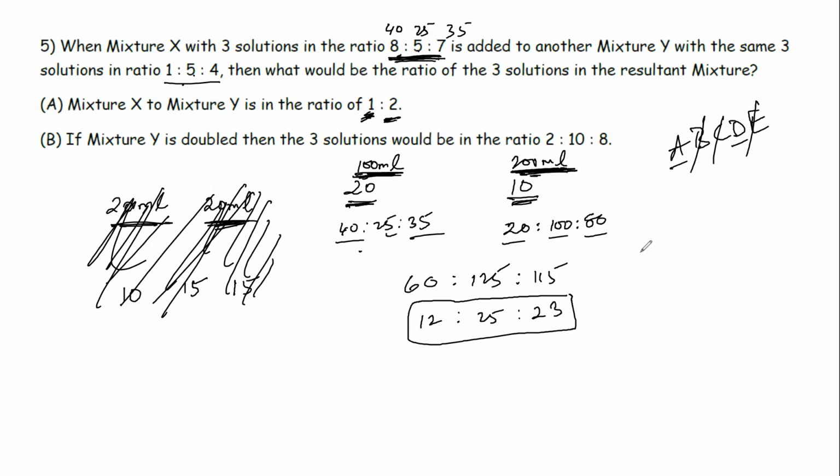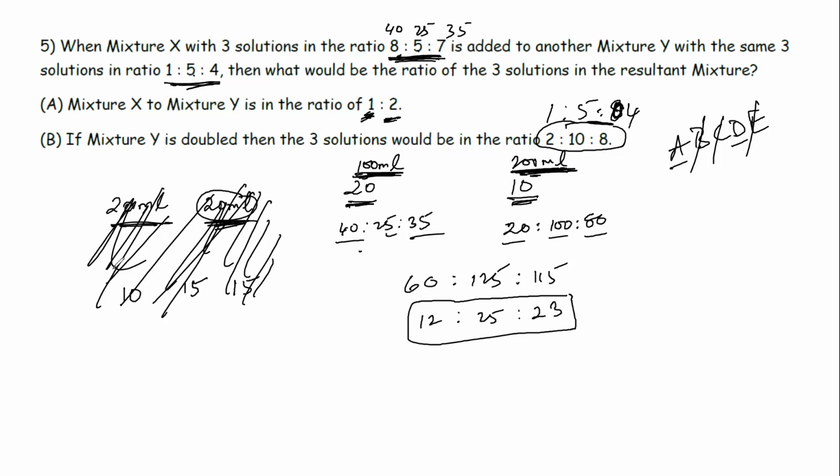Second statement, if mixture was doubled, then the three solutions would be in the ratio of 2 is to 10 is to 8. I think that mistake I did out here. We took it as 20 parts. Yeah. So that is actually incorrect because doubling it gives us the same ratio. We divide by 2, we get 1 is to 5 is to 4. Yeah. So the second one just tells us the same story, which is given in the question stem.